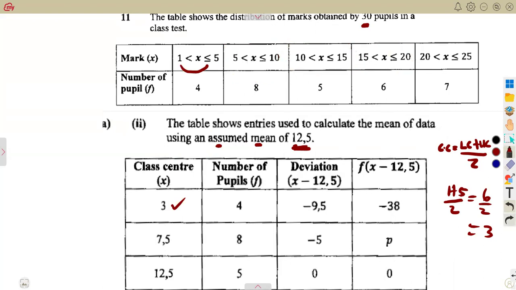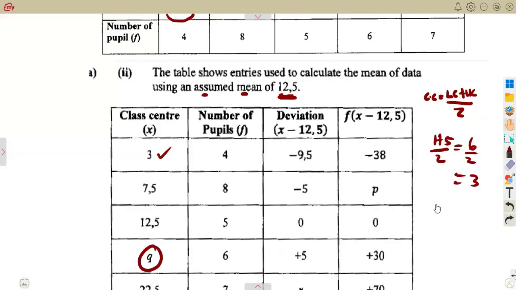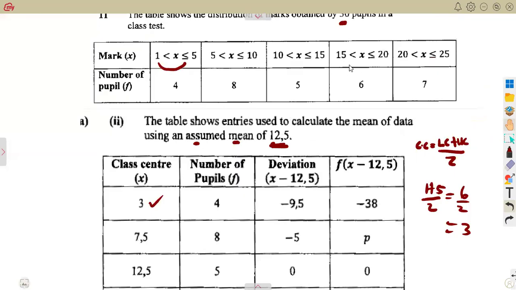They calculated the others. So the missing part here, if you check, is the Q. We do not have that, but it's the class center. For which class? If you check, this is second from last, and this is the last class. So from the second one from last, this one is the one that we need. They did not give us this one. We need to calculate the class center for 15 to 20.